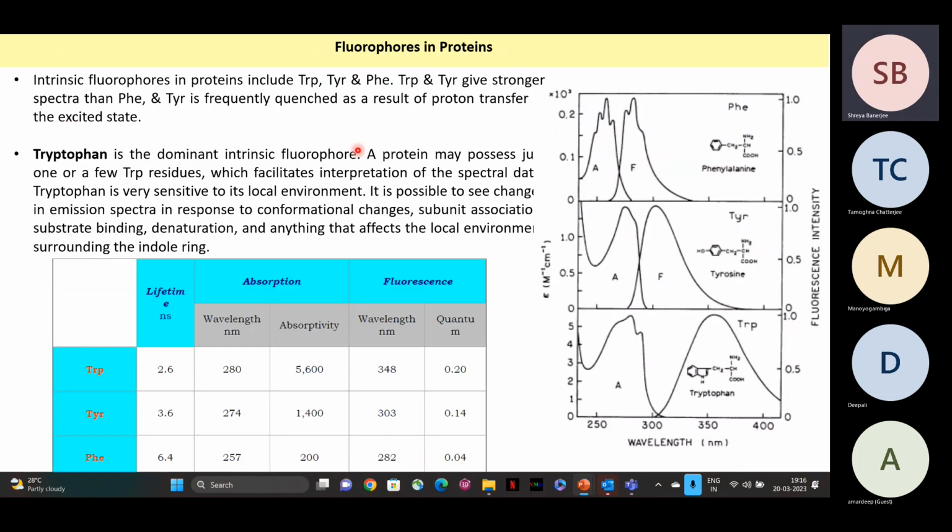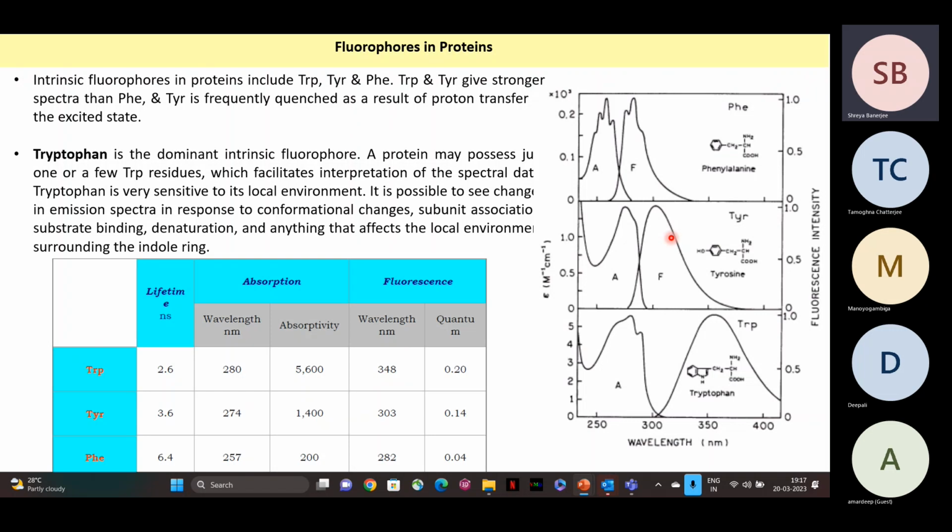So the general fluorophores in proteins include the aromatic amino acids like tryptophan, tyrosine, and phenylalanine. But the major contributor is tryptophan. A protein can have just 1 or 2 tryptophan residues, and that is enough to observe the spectral changes in the protein.